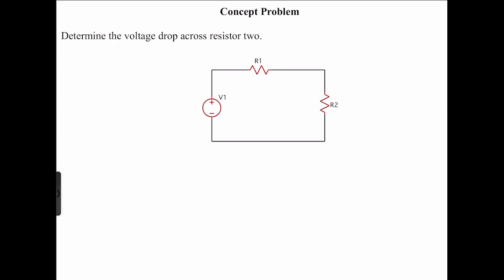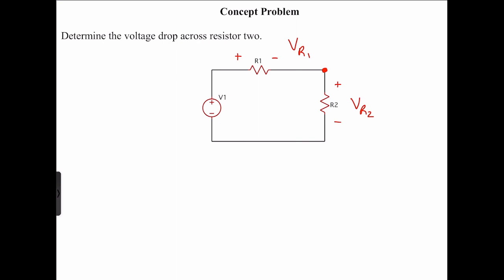So polarity, we're going from minus to plus on our voltage source. So we're going to go plus to minus, and we're going to go plus to minus. We're going to call this VR2, and we're going to call this VR1. Let's put a node here. And that node is VR2. So that's the voltage across R2.